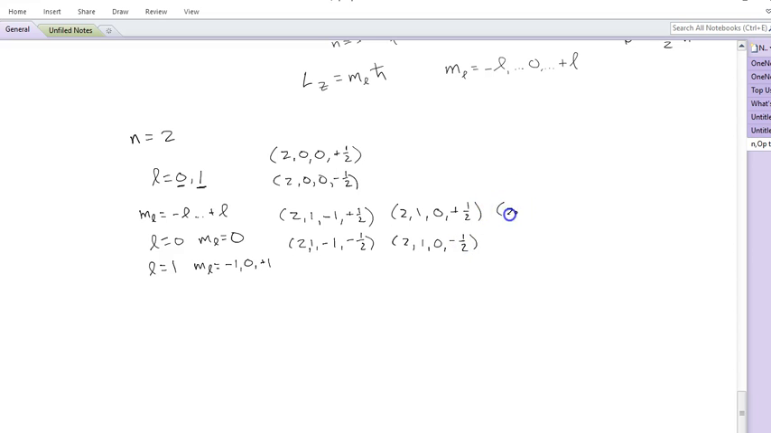And then we could have 2, 1, 1, plus 1/2. And 2, 1, 1, minus 1/2. So for principal quantum number n, we have what? 1, 2, 3, 4, 5, 6, 7, 8 possible states. And if you keep doing this, you'll find out that for a given n, there will be 2n squared possible states. Now, the energy of these states is going to be determined by the principal quantum number n.